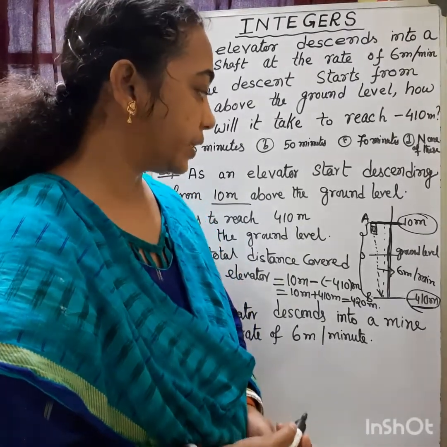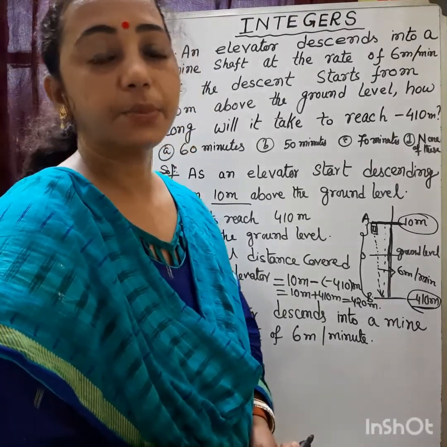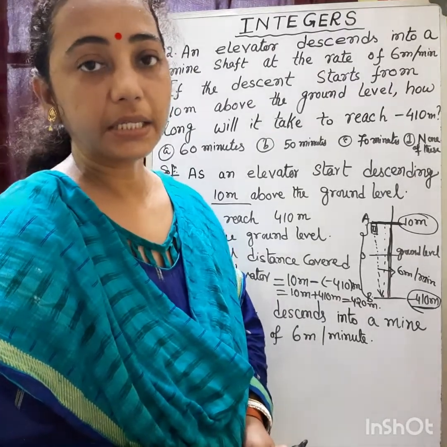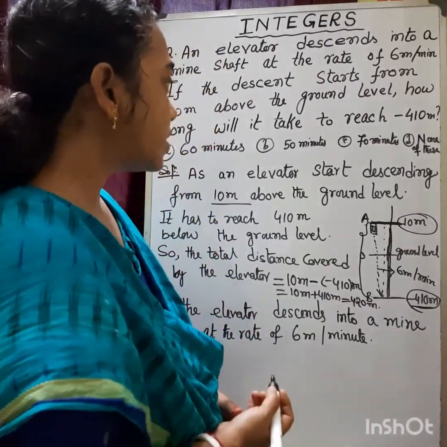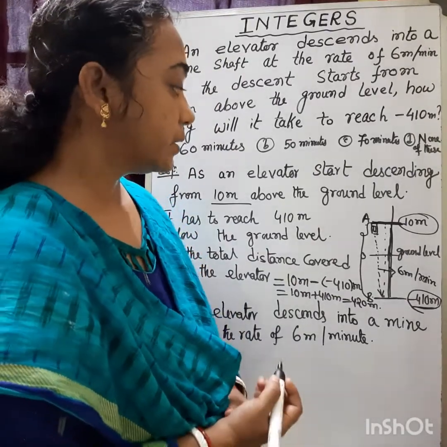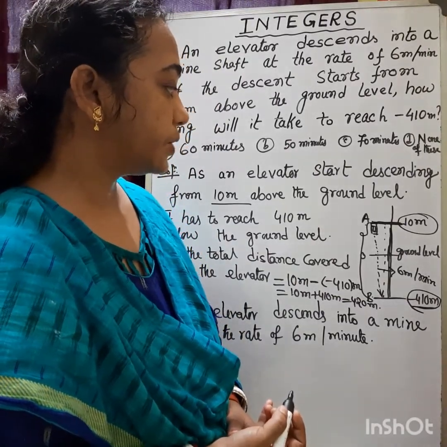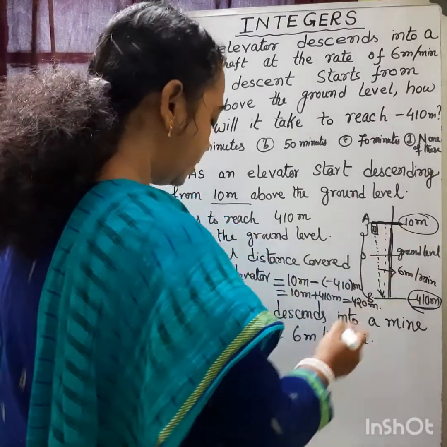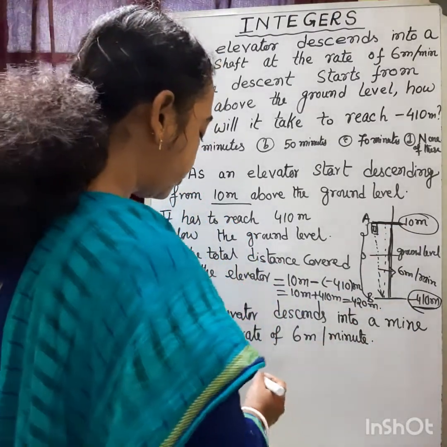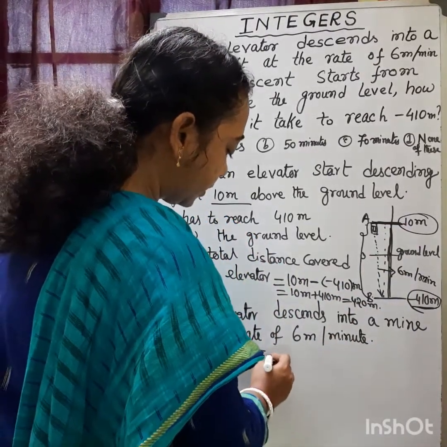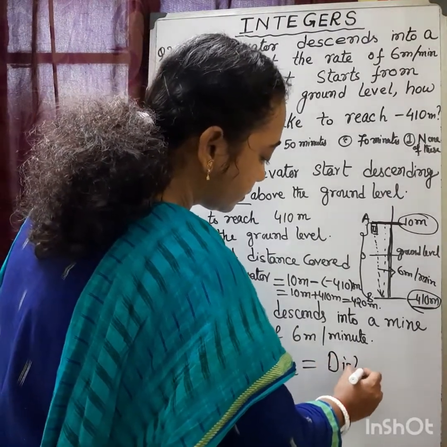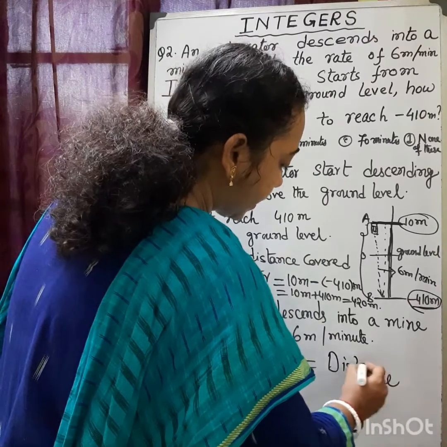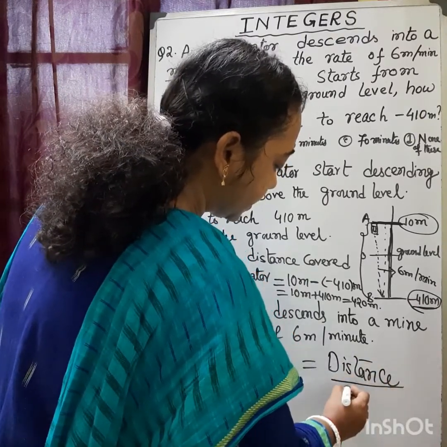So when it is moving downward to cover 6 meter distance, the time taken by it is equal to 1 minute. As we have to find how long it takes to cover this distance from A to B, we have to find the time. We know time is equal to what? The formula of time is equal to distance by speed.